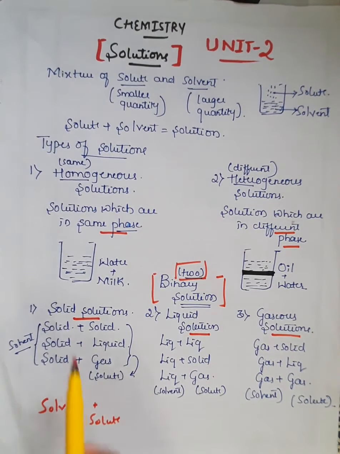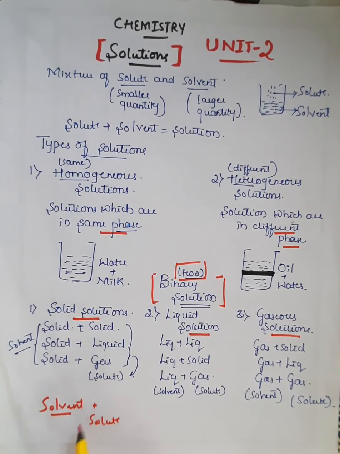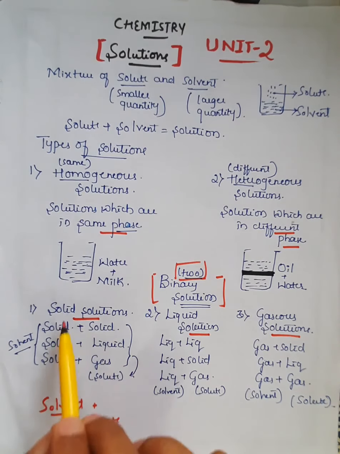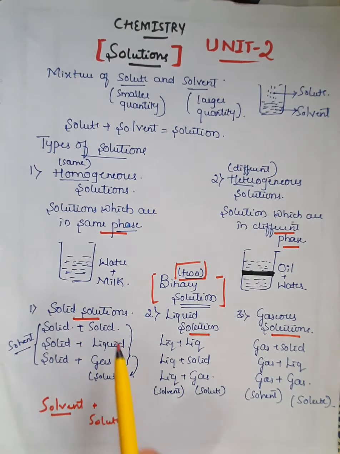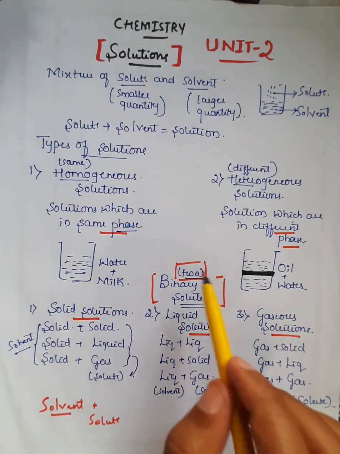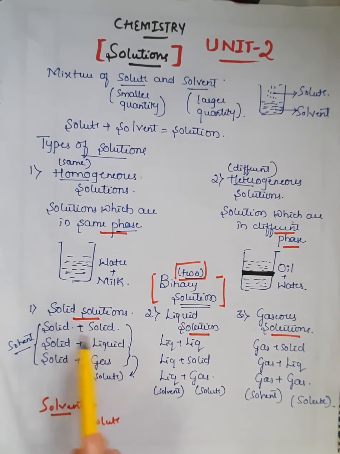In this classification of binary solutions, the solvent is kept constant and there is a change in the solute. We have fixed the solvent, and for that we add different solute components, like a solid added to solid, solid added to liquid, solid added to gas. So the solid is constant, acting as the solvent, and we replace the solute by solid, liquid, or gas. This is the important classification of binary solution: solid solution, solid mixed with solid, solid mixed with liquid, solid mixed with gas.